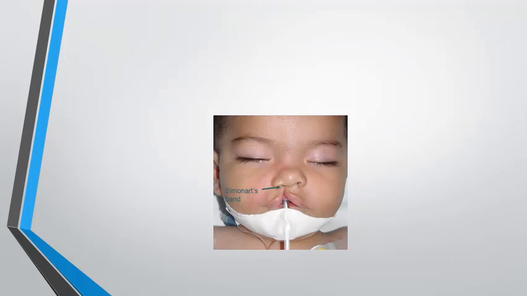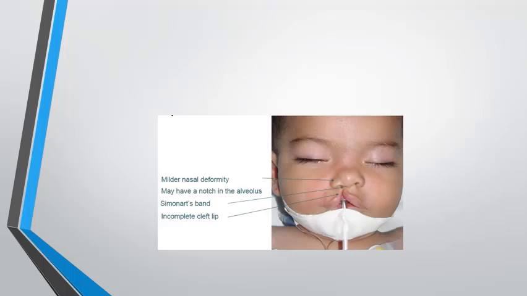In this case, we see incomplete unilateral right side cleft lip. It is called incomplete because the orbicularis oris muscle is continuous at the upper part of the lip, in this part which is called the Simonart's band, and only the cleft in the lower part. It's called incomplete cleft lip. It's also associated with a mild nasal deformity.